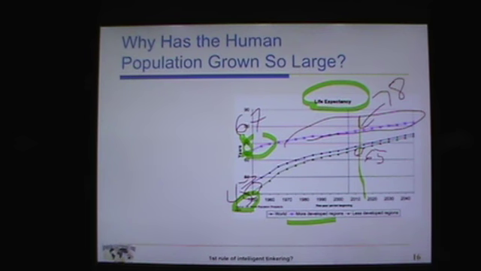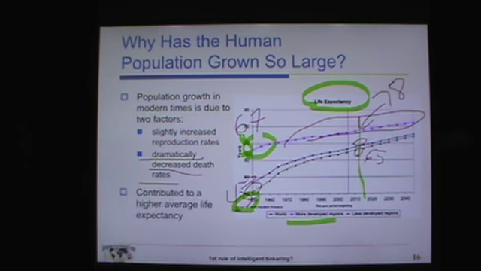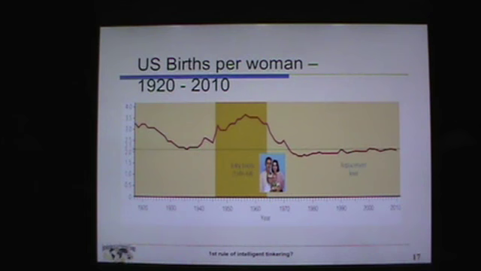The worldwide average is a little bit between, but closer to the more developed areas. Population growth in modern times is due to two factors: slightly increased reproductive rates, and, this is the main thing, dramatically decreased death rates. That's really what's driving things. It's contributed to a much higher average life expectancy.